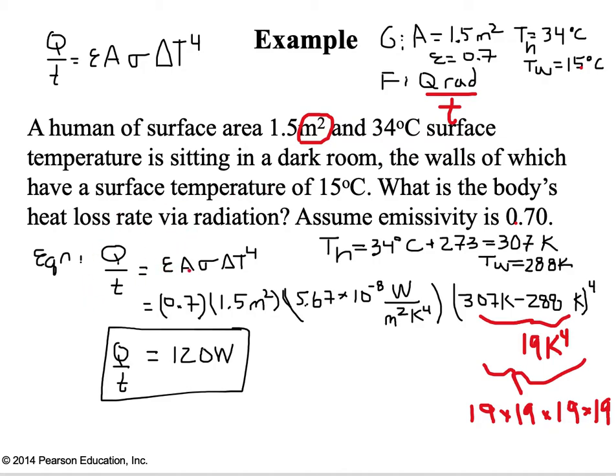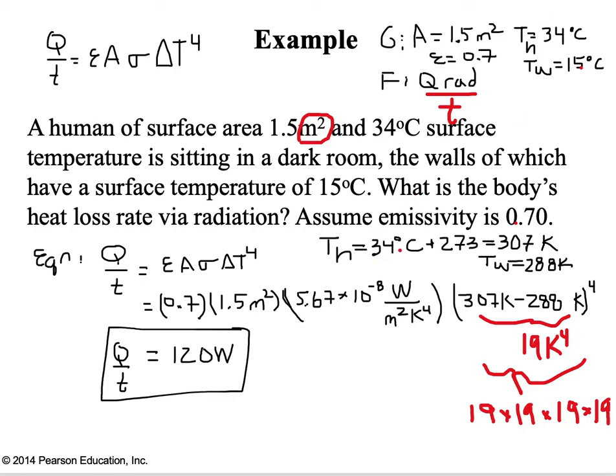Well, it's just epsilon A sigma delta T to the fourth. Our emissivity is 0.7. Our surface area of the human is 1.5 meters squared. Sigma is the constant, 5.67 times 10 to the minus 8 watts per meter squared Kelvin to the fourth. And we notice that our temperature here is in Kelvin to the fourth. Therefore, our delta T must also be in units of Kelvin.